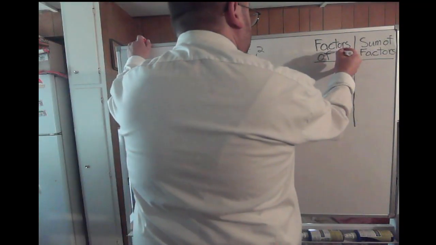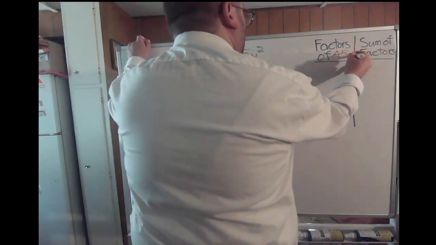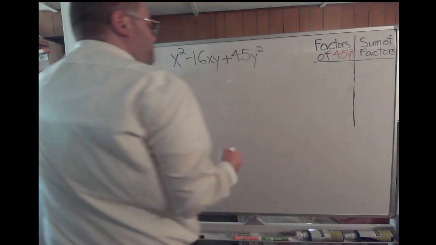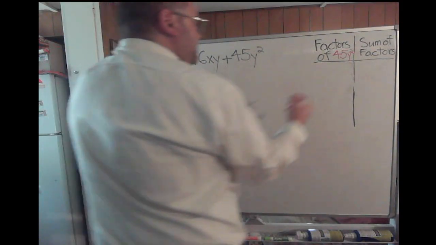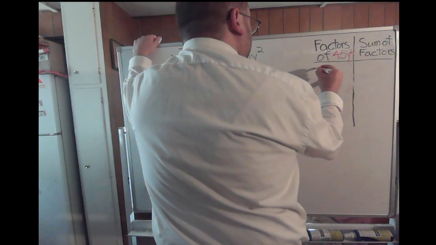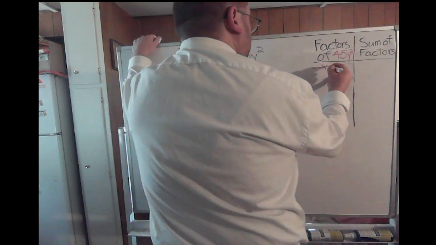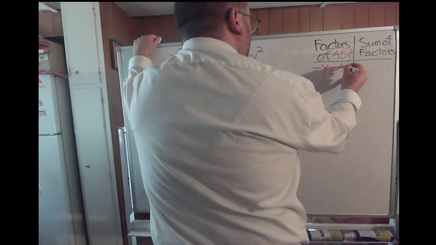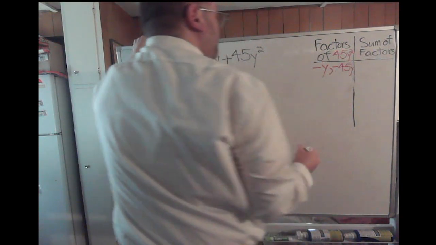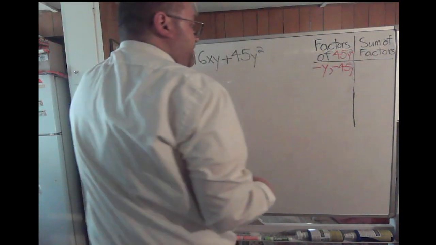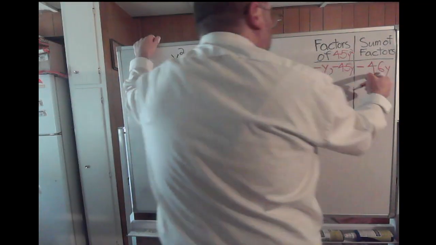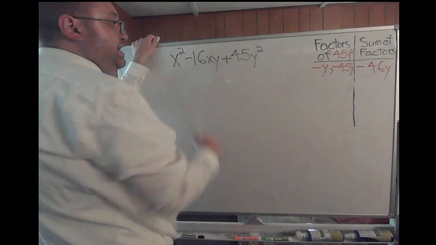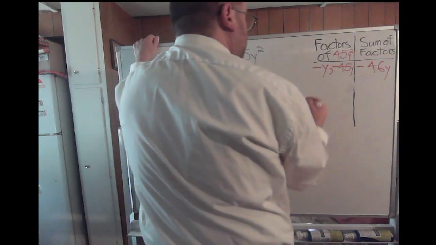So we'll find factors of 45y squared. Of course, you're going to take the square root of y squared, we'll deal with that in a second, but what are factors of 45 that are negative? You've got negative 1 and 45, so the y just tags along. You'll get negative y, negative 45y. You add negative y, negative 45y together, you get negative 46y. Well, the coefficient of negative 46 is definitely not negative 16. We can forget that.